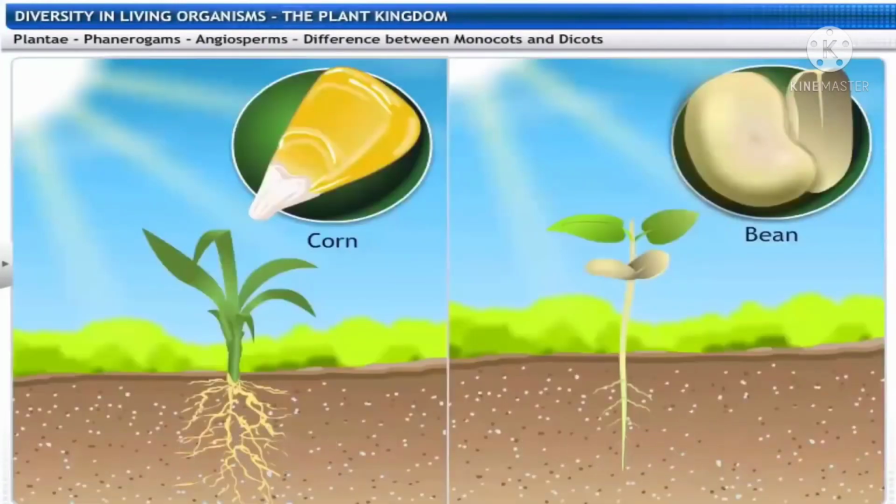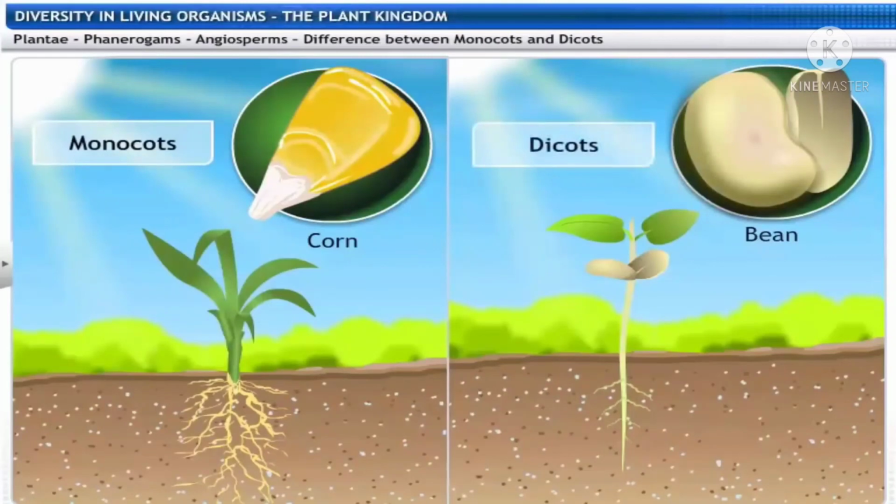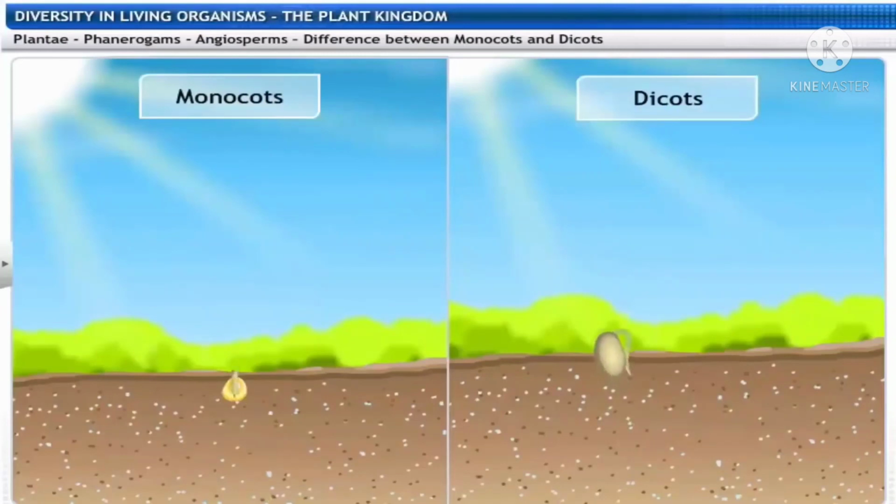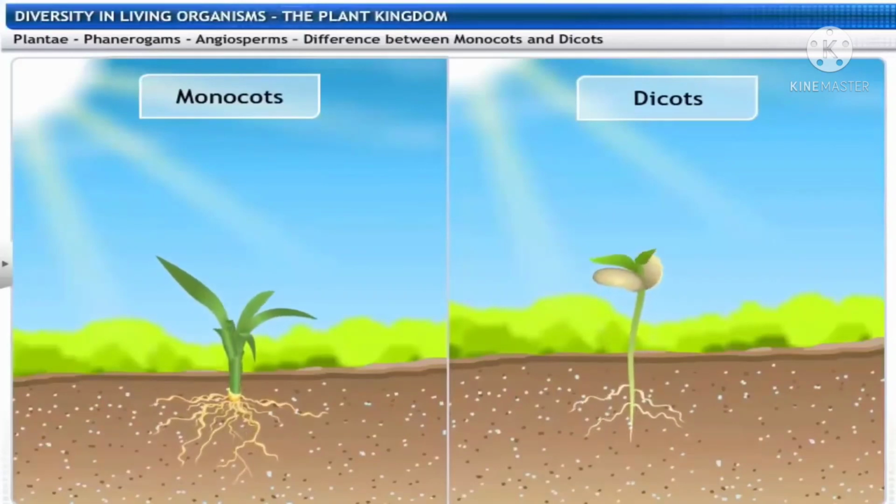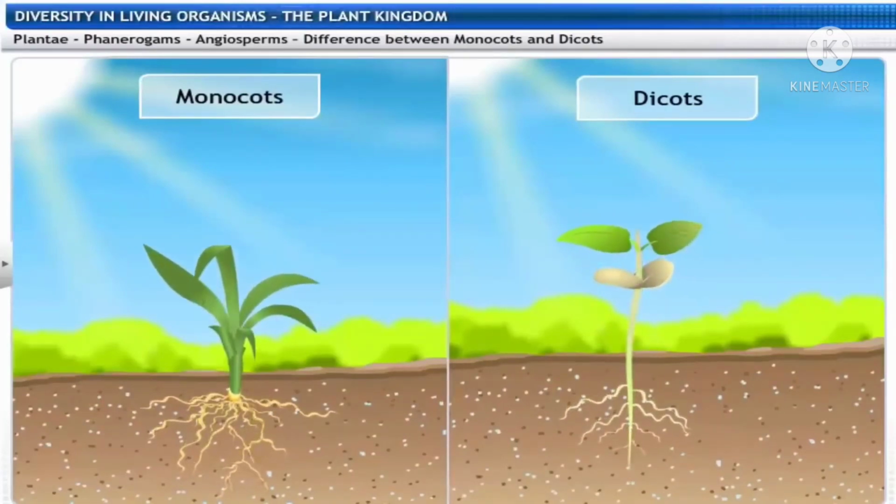Examining the parts of the corn seed and the corn plants, you can see that the corn seed is a single whole seed. On the other hand, the bean can be split into two parts. That's because the corn seed is a monocot and the bean is a dicot. The manner in which they grow and spread their roots is also very different. In fact, as you can see, the leaves of the monocot and dicot plants differ from each other as well.